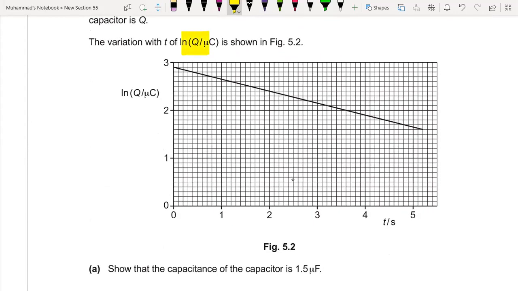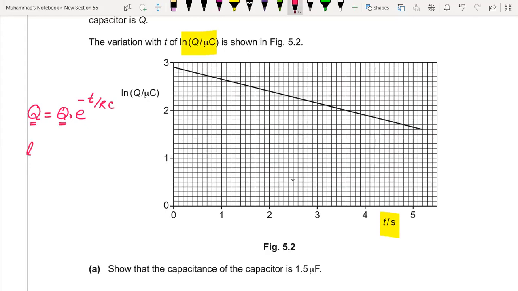The variation with log of Q in microcoulomb versus T is given by this. First of all, you should know why the graph between log Q and T is a straight line. During discharging, the charge variation across the capacitor is given by this formula, where R is the resistance, C is the capacitance. Q naught is initial charge and Q is the charge at any time.